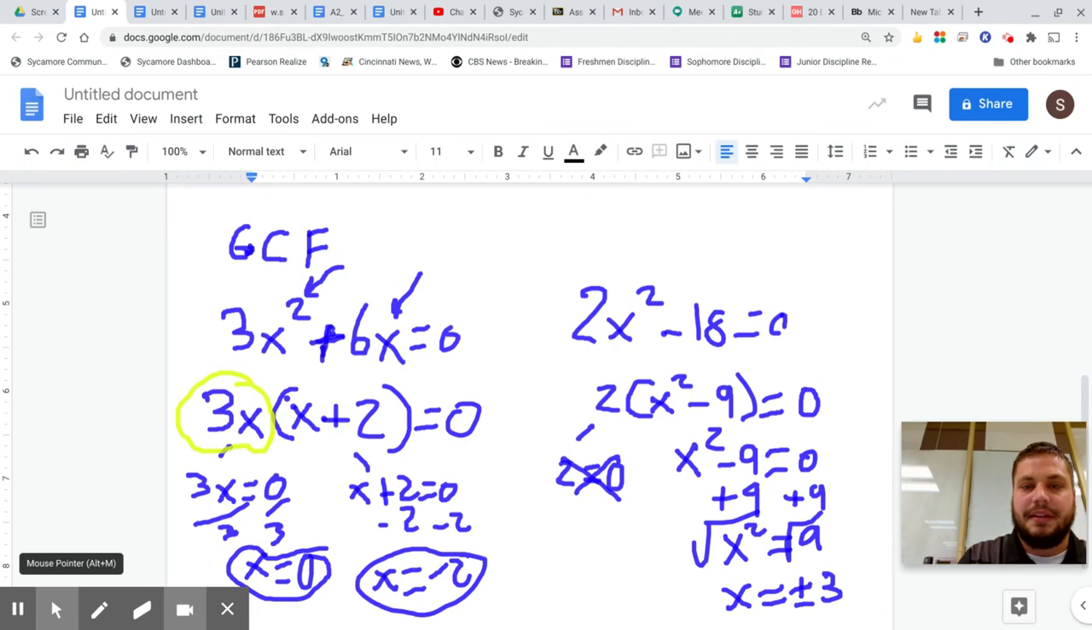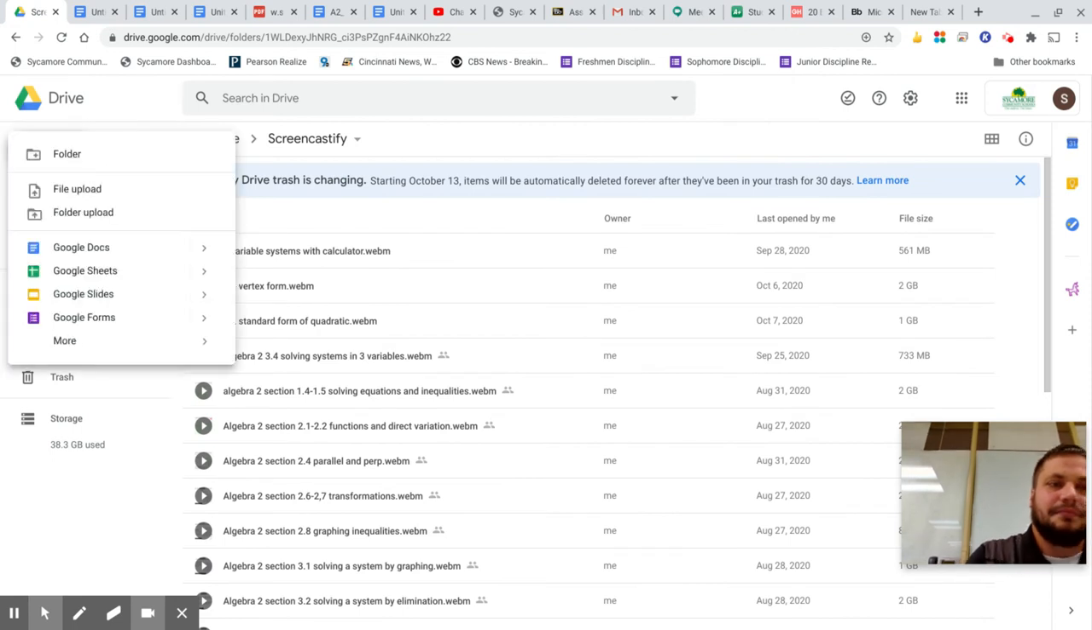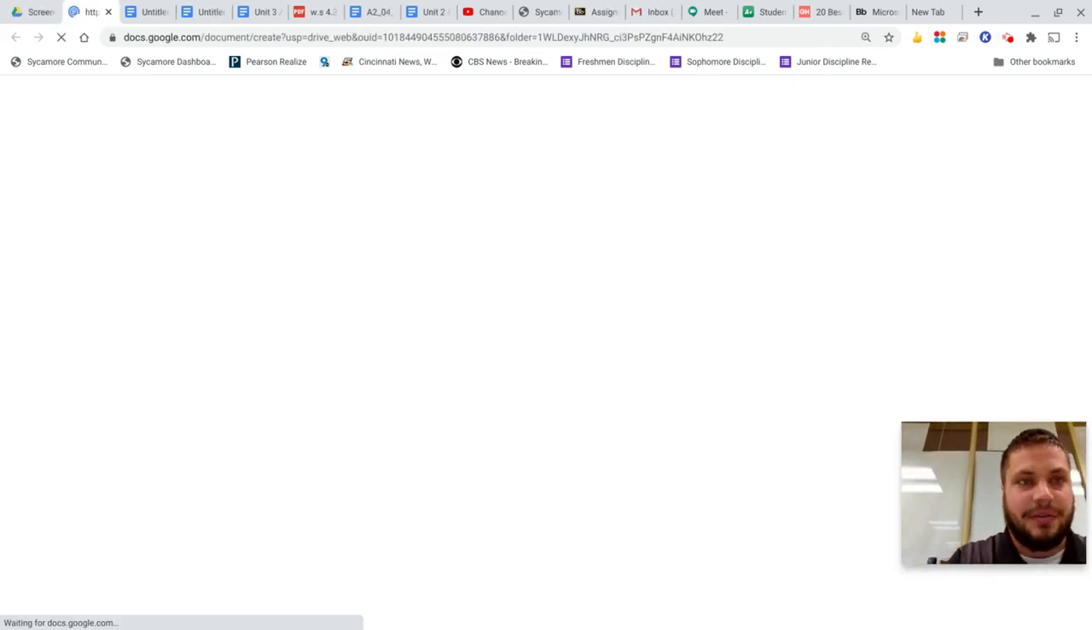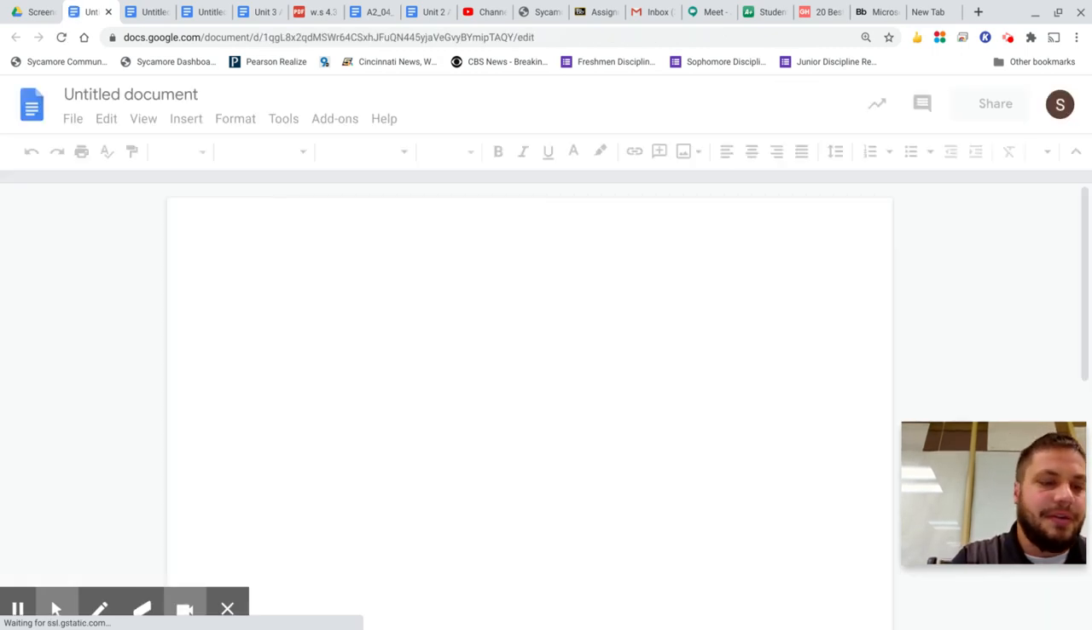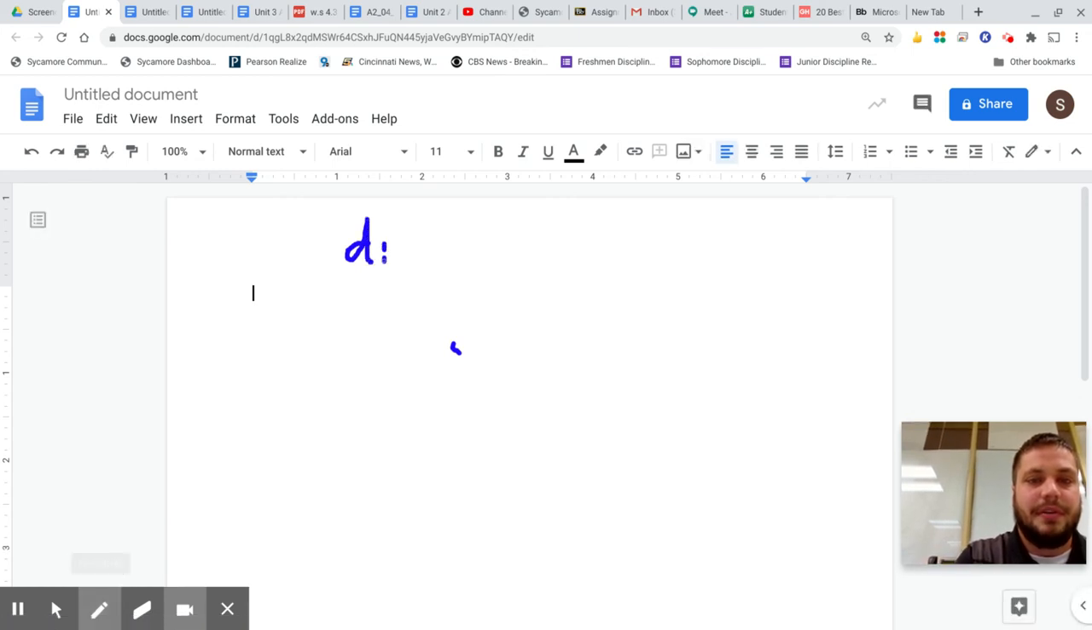All right, last kind. Okay, so another type of binomial here is what's called a difference of squares. Let's write that down. Difference or diff of squares.